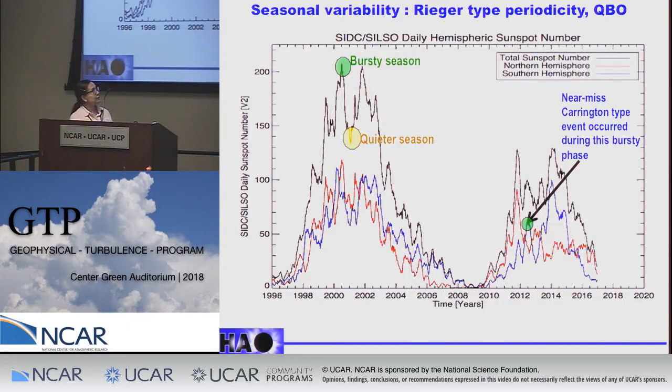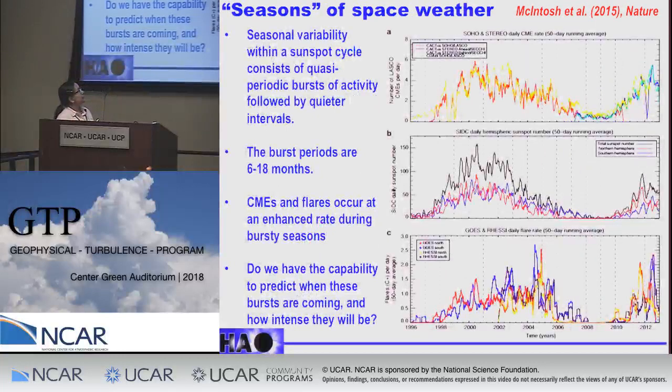When it was first observed long ago in the sunspot number data, it was called Rieger-type periodicity or quasi-biennial oscillation. If it's closer to 6 months, then it's more Rieger type, and if it's closer to 18 months or 2 years, then it's quasi-biennial. But why are they called seasons? Because this variability is reflected in the CME rate and flare rate. These dashed lines are plotted at approximately 1 year intervals, and you can see how they are correlated: during the burst season, there is an enhanced burst of CMEs and flares.